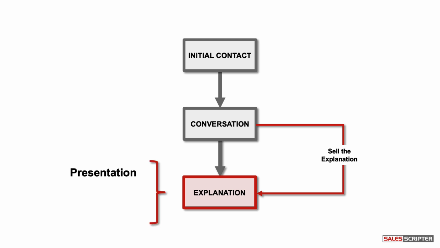And in most cases, the explanation sales process step could be a presentation of what you have to offer, what your product is, how it works. It might be a demonstration of your product.